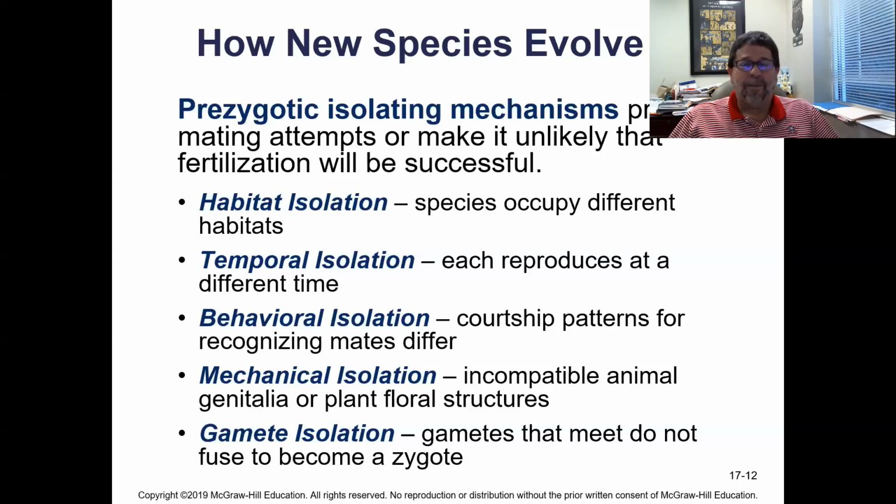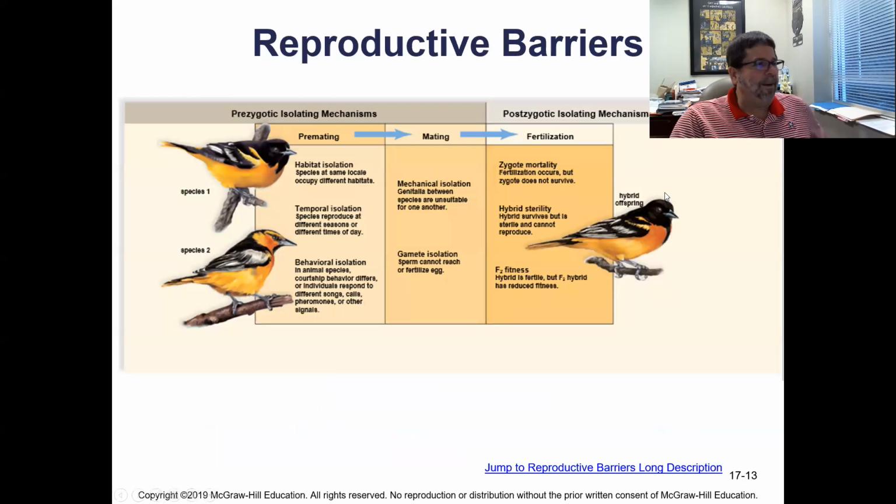But behavioral, animals are very particular about behavioral responses, like the male or female courtship behaviors. Mechanical isolation: if the genitals won't fit, you can't have a baby, okay? And then gamete isolation would be gametes that fuse together and the zygote has something wrong with it. Okay, a little better picture of it here, looking at birds.